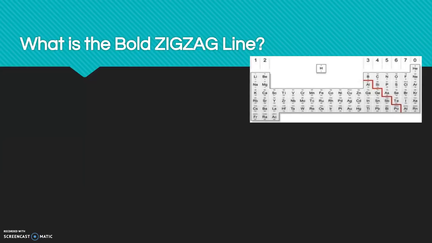So first thing is that we are going to create that red bold zigzag line. Now yours doesn't have to be red, but what I would like you to do is take your pen or pencil and you are going to bold this same exact line on your periodic table, making sure that it really is at the same place.